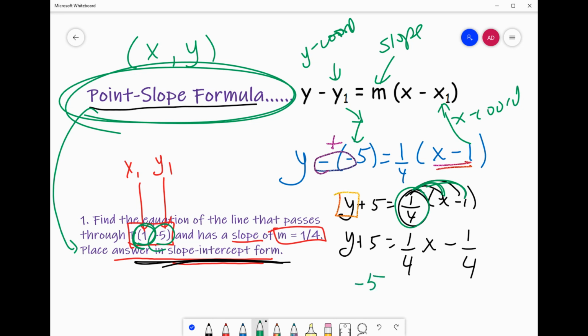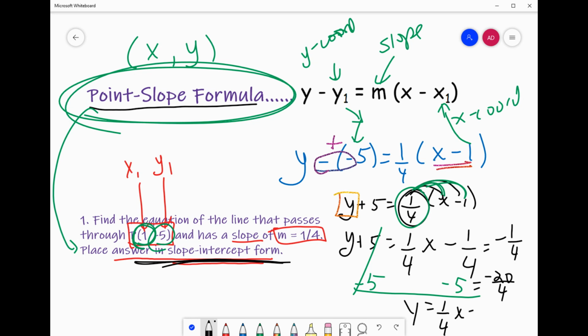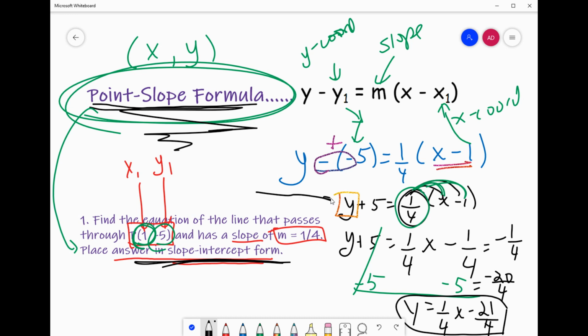Now I'm going to subtract 5 from both sides. That's going to leave me with y equals 1/4 x, and then I have a -5 minus 1/4. Well, remember, you can write -5 as -20/4. And of course, I have -1/4, which makes -21/4. This is the equation of the line in slope-intercept form. All right, so we started by plugging our values into the point-slope formula. We did all of our plugging and chugging. We did our kickouts, right? And then we isolated the y. Okay, key facts.